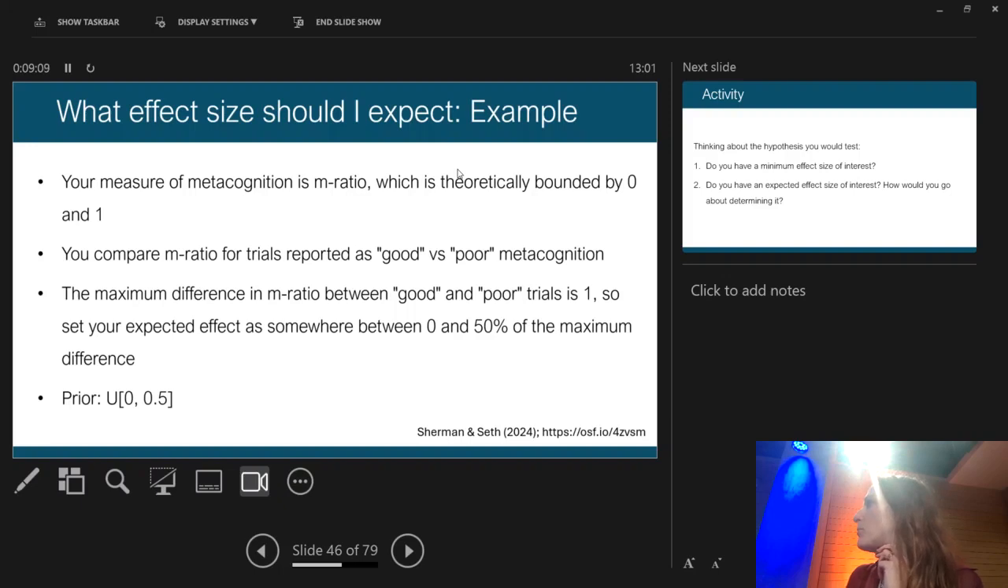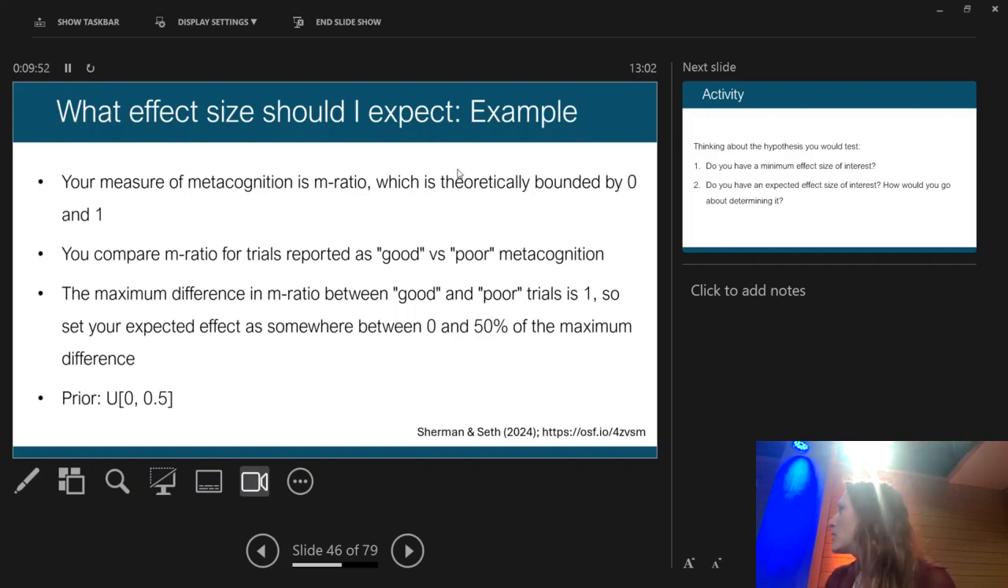So here we just based the reasoning on the measures we were using. So we have a measure of metacognition that we used. It's called M ratio, and it has a theoretical upper and lower bound of 0 and 1. And I mean, this is Zoltan's approach for doing this. That means the biggest difference you could possibly have between the good metacognition trials and the bad metacognition trials is 1, right? Because in one group it's 1, and the other group, M ratio is 0. So that's the biggest possible effect. There's no way we're getting the biggest possible effect.